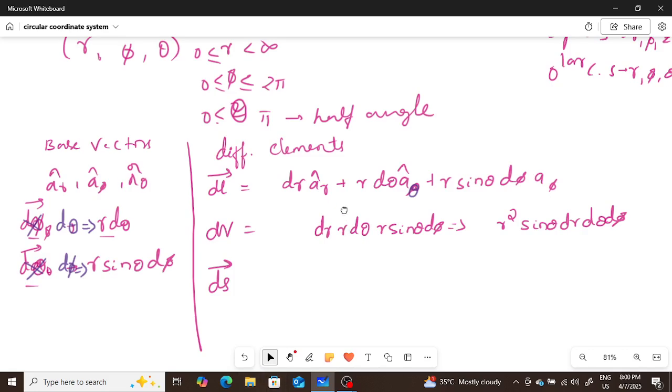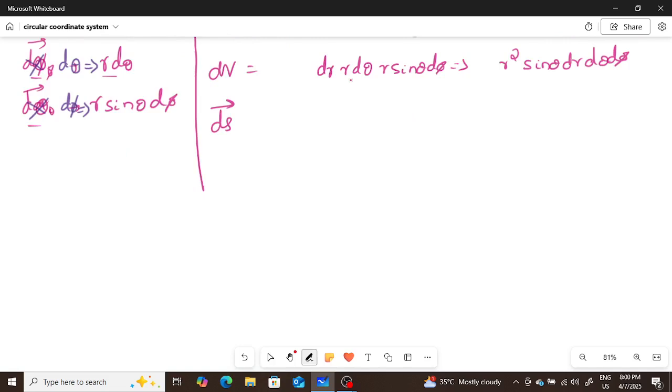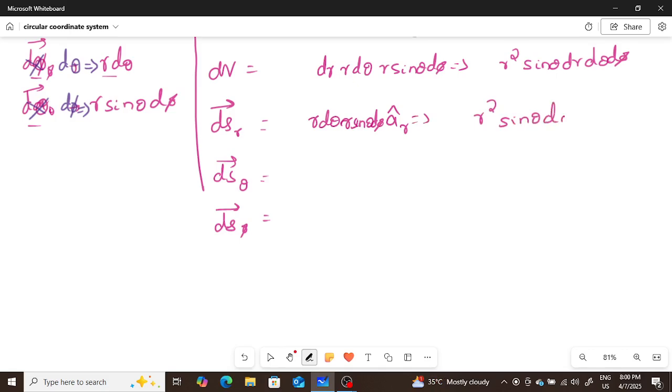And the differential surface areas: the differential surface area normal to r direction, normal to theta direction, and normal to phi direction. Use the same logic. For the surface normal to r direction, skip r here and write for d theta and d phi. d phi is r sin theta d phi. So it is going to be r square sin theta d theta d phi a_r.